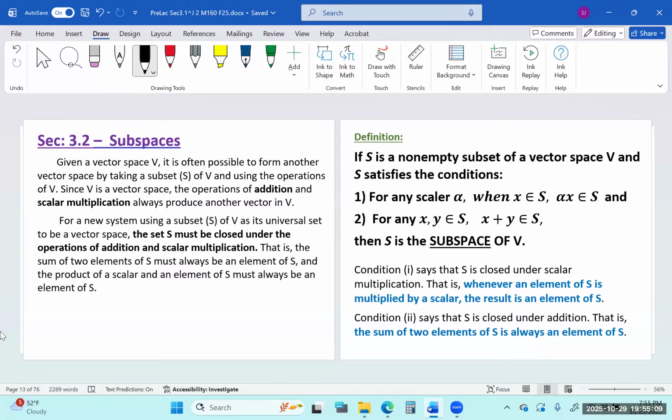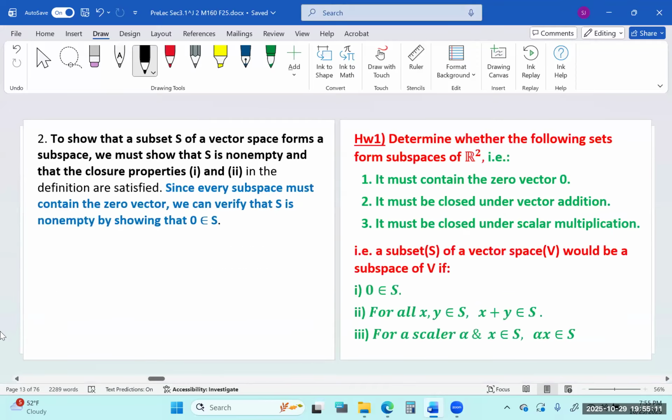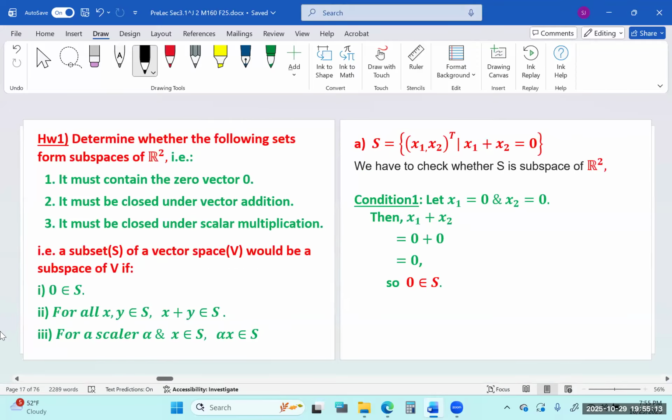Confusing, right? Let's do some examples. Let's say we have a set of 2D elements where the condition is that if we add the two elements in your set, the result is always 0. So you're taking a subset from your R2. What's the T?